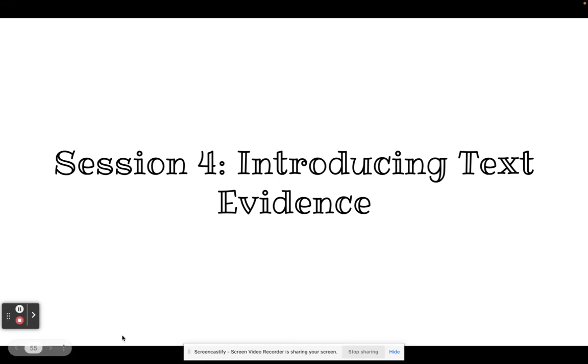Hi, guys. So today we want to work more on adding text evidence. Text evidence is like the evidence from the text that helps us answer the question.